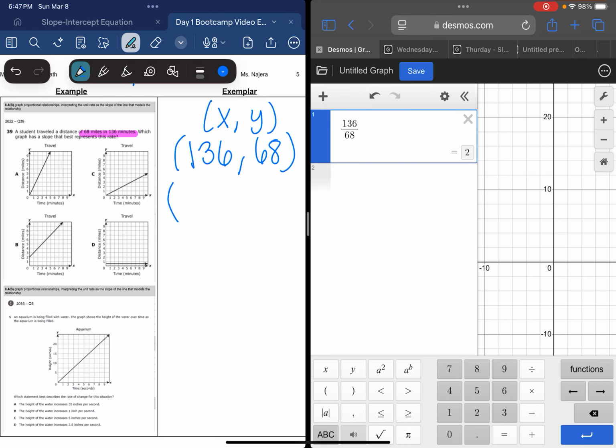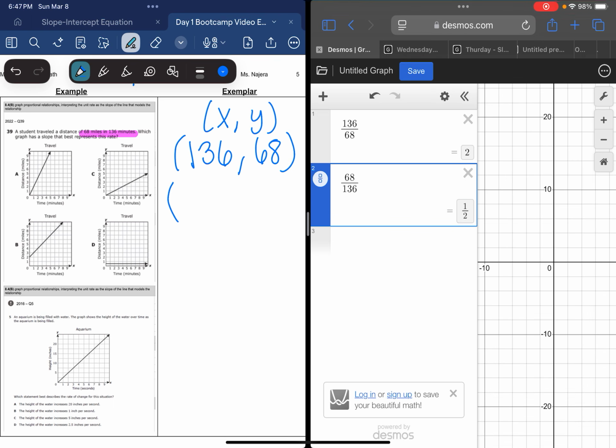So that means that I'm actually going to go ahead and do something here to show you. 68 divided by 136 so that you guys can kind of see a better value. If it doesn't give you another number here, it's always going to be 1. So 1, 2. So I'm looking for the coordinate 1, 2.